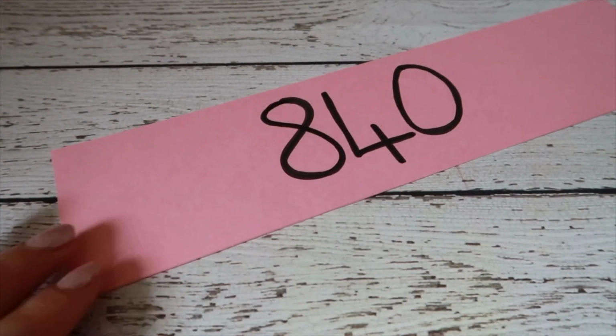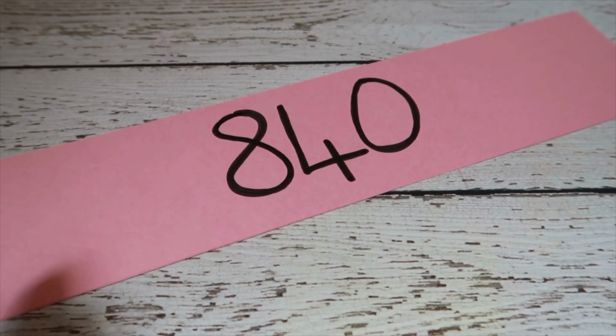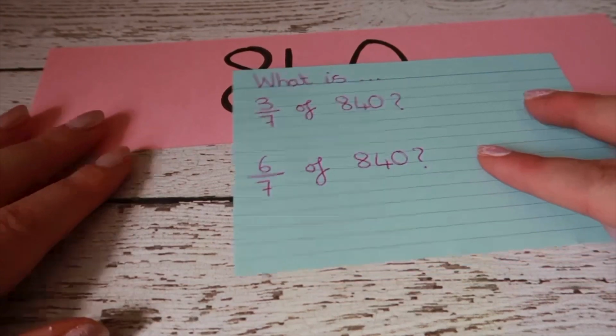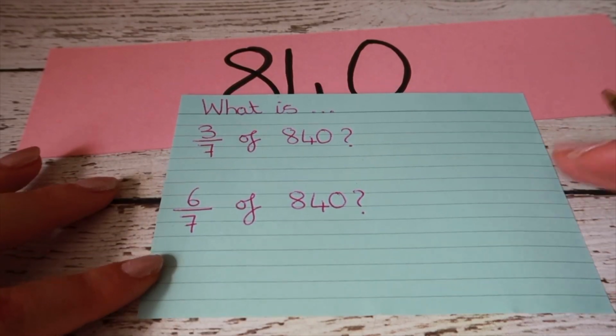Okay, our last question. So here you can see our whole, or our rectangle, or our bar, is equal to 840. I'm going to show you the two questions. So what is 3/7 of 840? And what is 6/7 of 840?